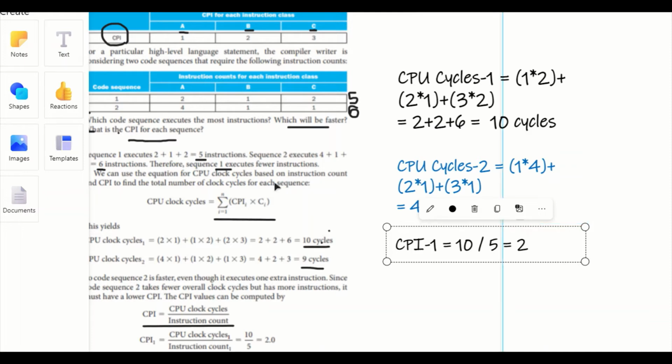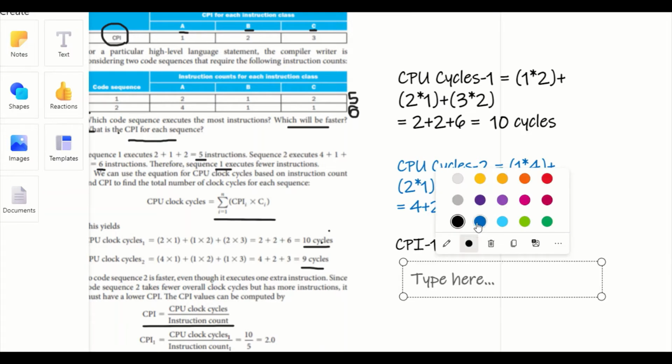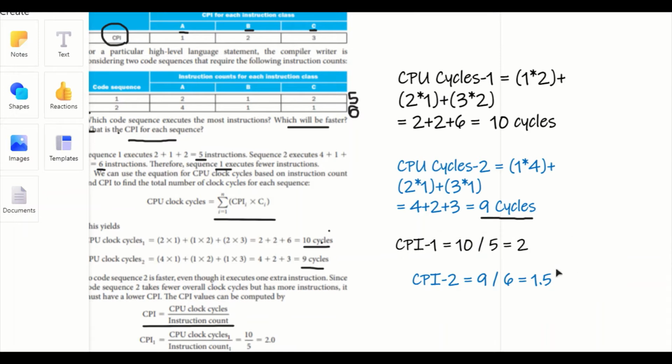Okay, fine. Now let me do the other one. This is CPI of program 2. Let's do program 2. What is the formula? The formula is number of cycles divided by the total number of instructions. Just now we calculated the cycles. Total number of instructions is 6. So when you divide, you will get 1.5. Is it fine, everybody?